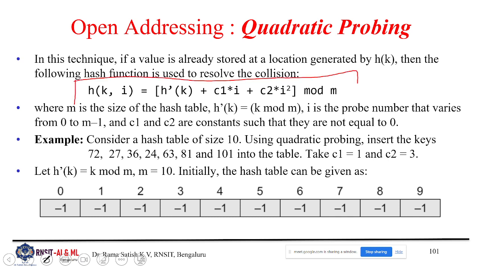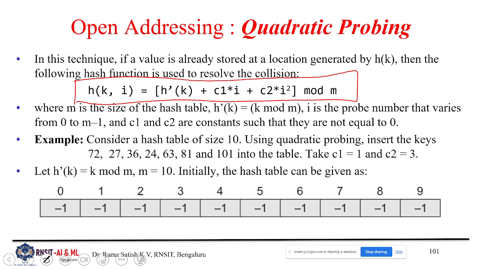Hopefully all of you are noting this down. This is quadratic probing. Why is it called quadratic probing? You are multiplying i square with a constant. It is like a quadratic equation. That's why it is called quadratic probing, where C1 and C2 are some constants.